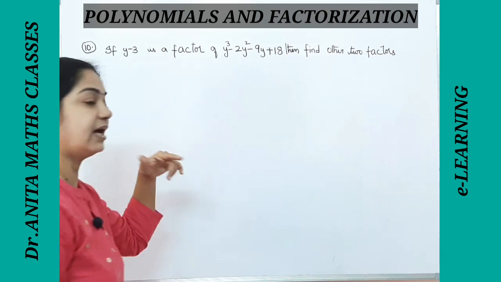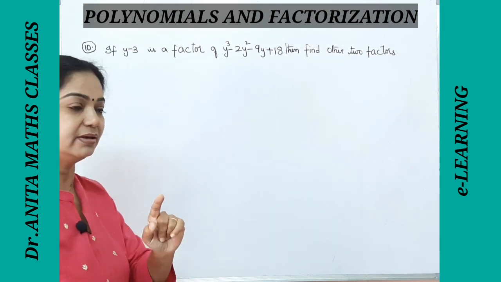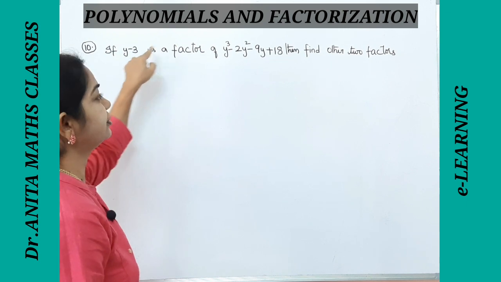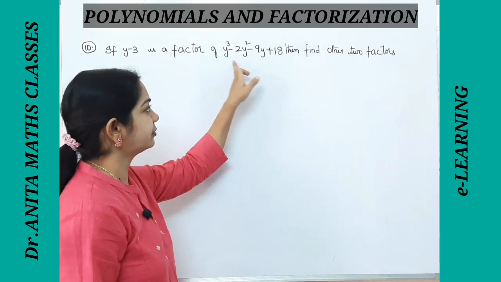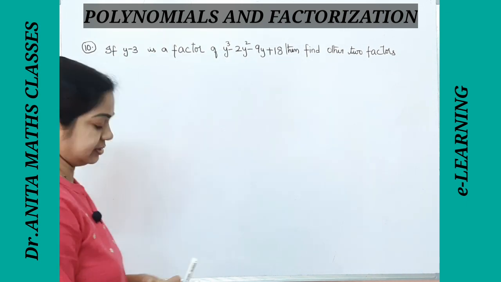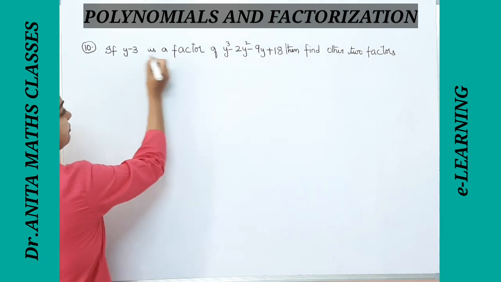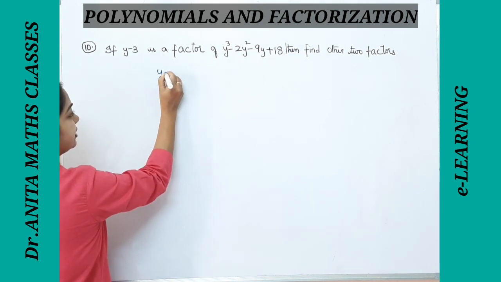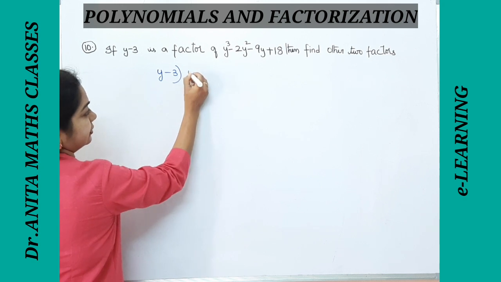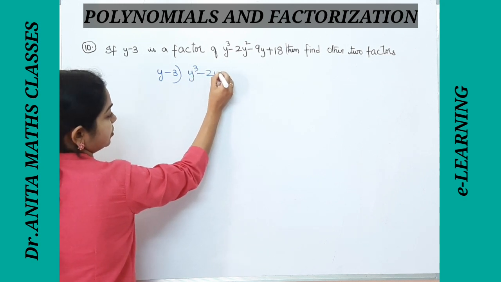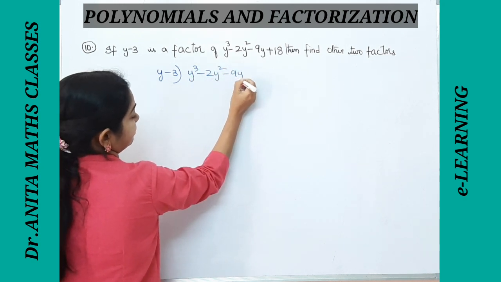So how do we find the other factors? If you know one factor, with this one factor, if you do the division method, you can find the other two factors. Now let's start with the division. This is a factor given, so with this we will divide it: y cube minus 2y square minus 9y plus 18.